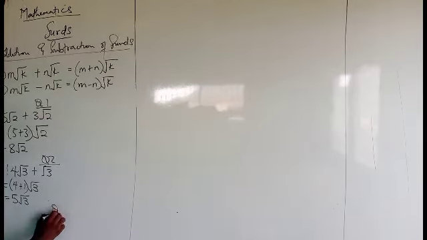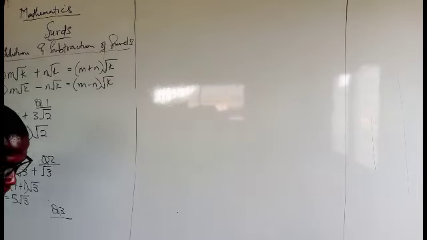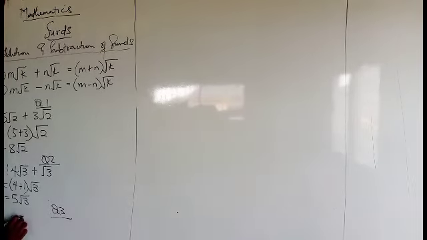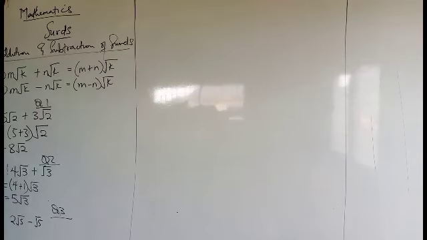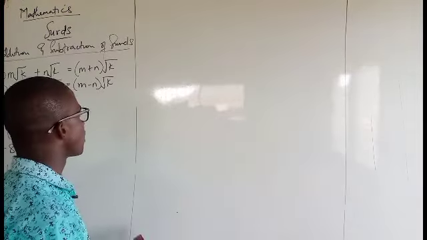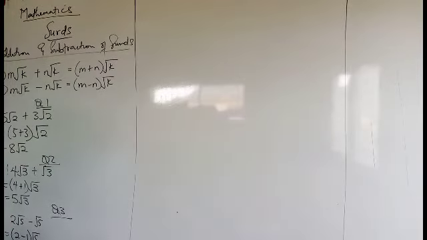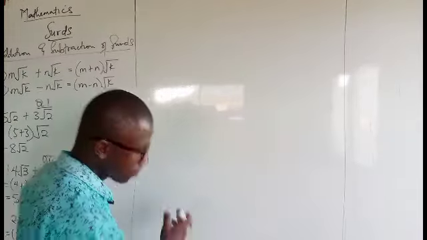Let's keep on trying. Let's look at question 3. We have 2 root 5 minus root 5. Okay, so what will be our answer? Here we have 2 minus 1 root 5, giving us root 5. I should have written 1 root 5, but we don't write 1 root 5. It's just root 5.